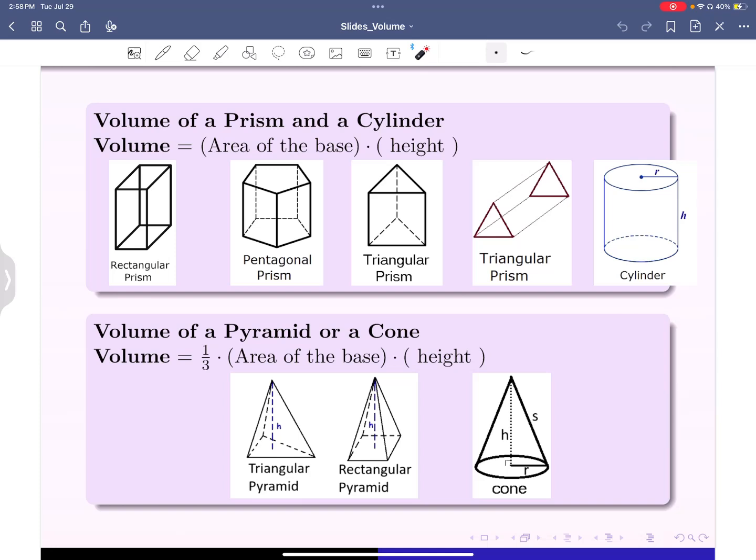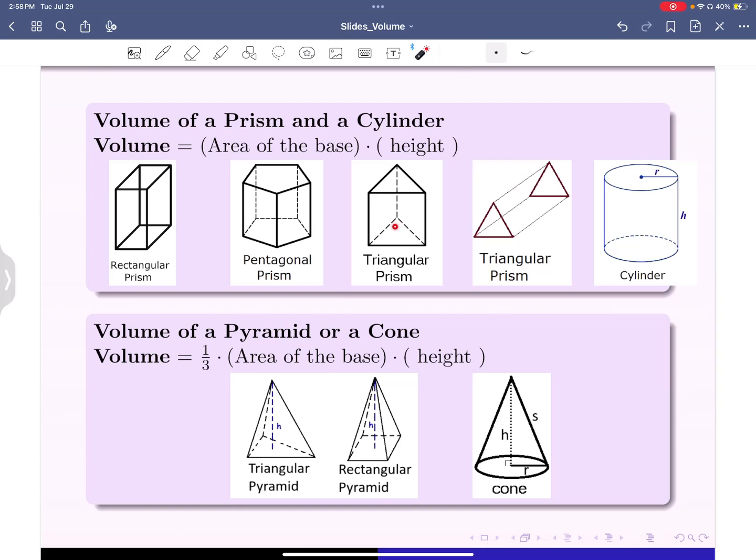The volume of a prism and a cylinder is always the area of the base times the height. You can think of it as if you have this area, then how many of them do you need? You need another area, and another area, so you have as many areas as the height. That's why we have area of the base times the height. So the volume is always area of the base times height for any prism or anything that has a straight shape, two parallel bases.